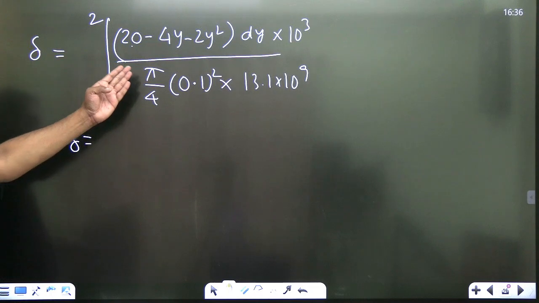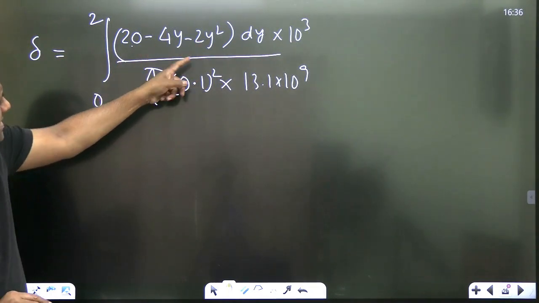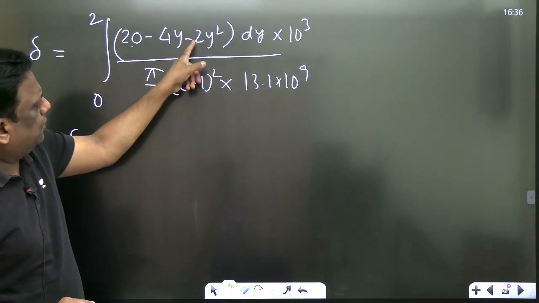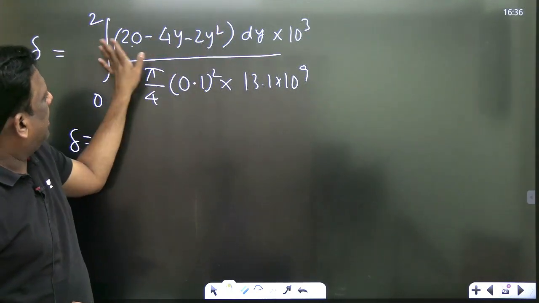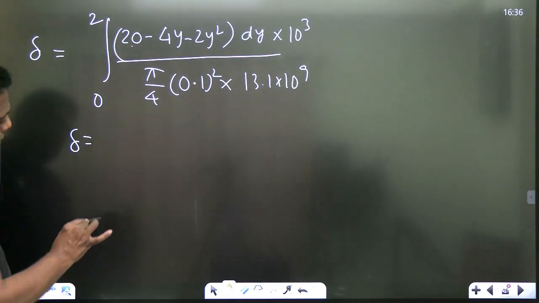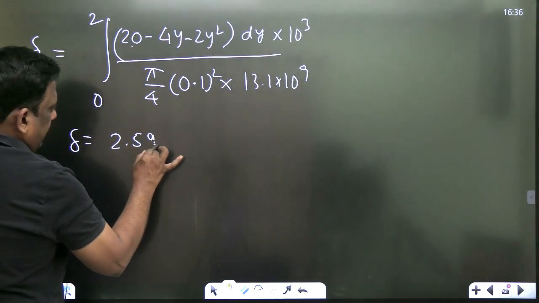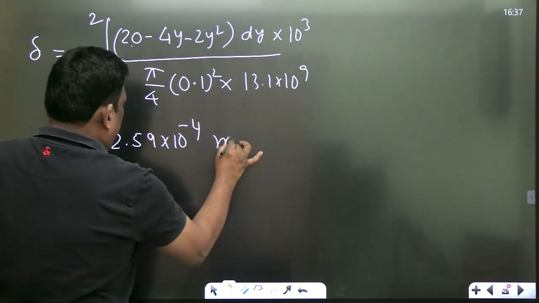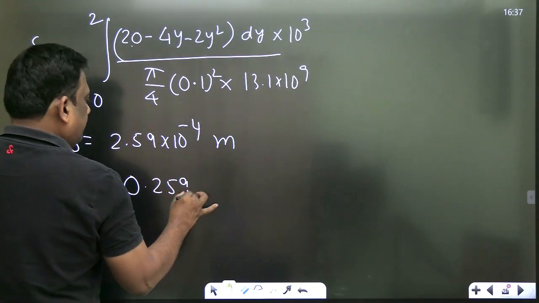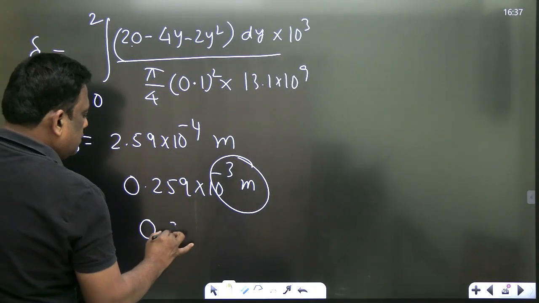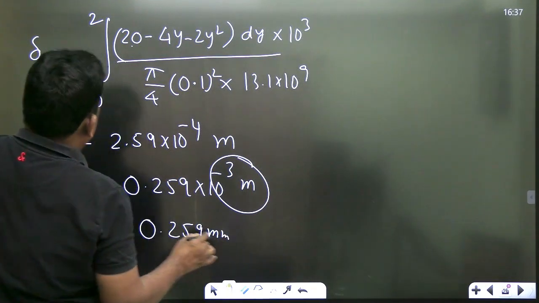If you calculate, integrate करो आप, ये भी मैं नहीं करूंगा सर. If I integrate this, अरे 20 into dy is 20y, 4y dy is 4y square by 2, 2y square divides y cube by 3. अगर इसको इंटीग्रेट करेंगे you will get the value of delta, and that delta is nothing but 2.59 into 10 power minus 4 meter, or 0.259 into 10 power minus 3 meter, or 10 power minus 3 meter means mm. So 0.259 mm.